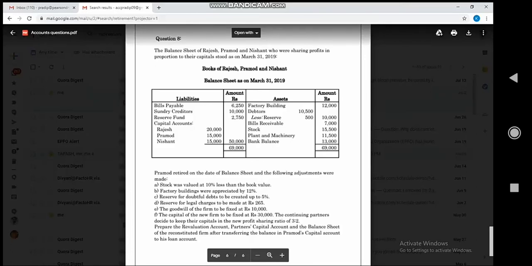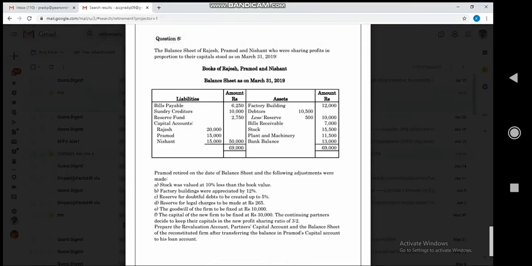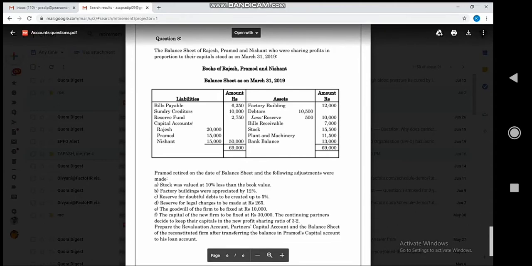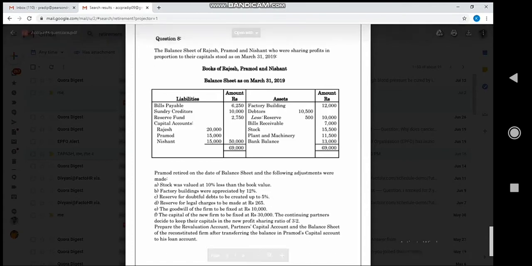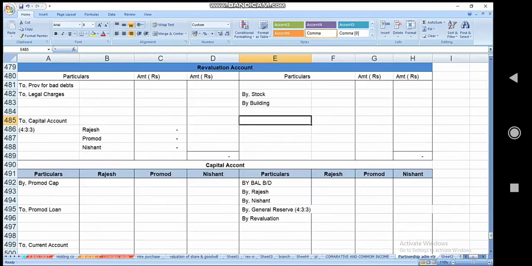We'll start the partnership's retirement. In this partnership retirement sum, the partners are Rajesh, Pramod and Nishad. Pramod is retired. So first we have to calculate the revaluation account.